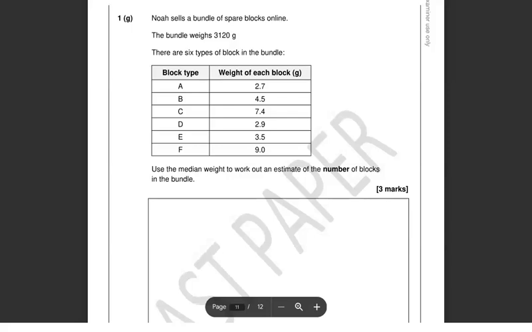So when you want to find the median, the first thing you do is that you have to arrange what they gave you from the smallest to the largest. So what's the smallest value there? We'll put that one out first. The smallest value there is 2.7, 2.9, 3.5, 4.5, 7.4, 9.0. These are the values.